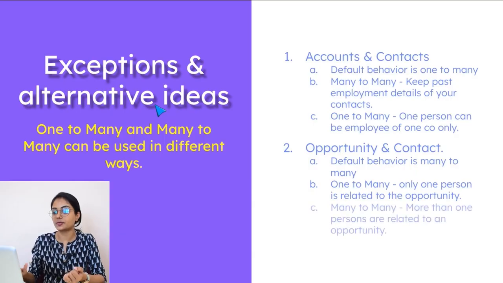In such cases, whenever there is any relationship between opportunity and contact, it will perform the role of one to many. Even when there are multiple opportunities, there is only a single contact who is coordinating with our team for the business. So, these are some exceptions which we have explored.